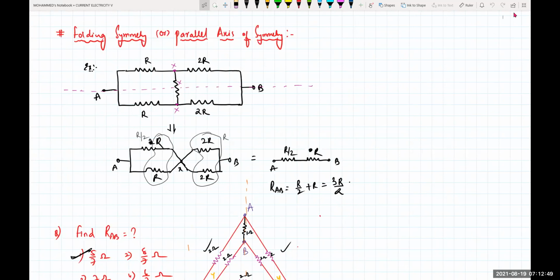and B. So if I fold along the axis A and B, you know that this above R and below R will come one above the other, and above 2R and below 2R will come again on the same, and this point in middle one will be at the same potential. So when they are at the same potential, there will be no flow of current, so the middle resistance will become ineffective. Is that clear?